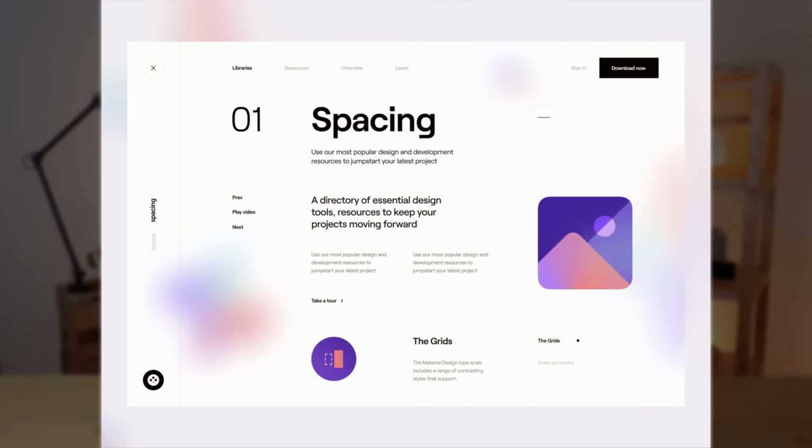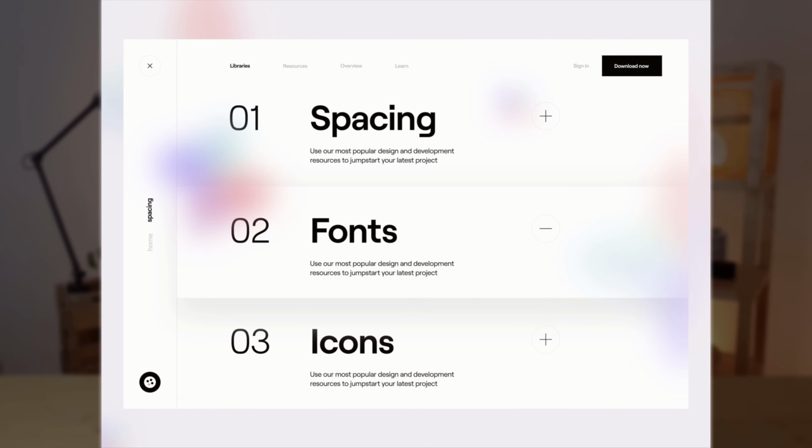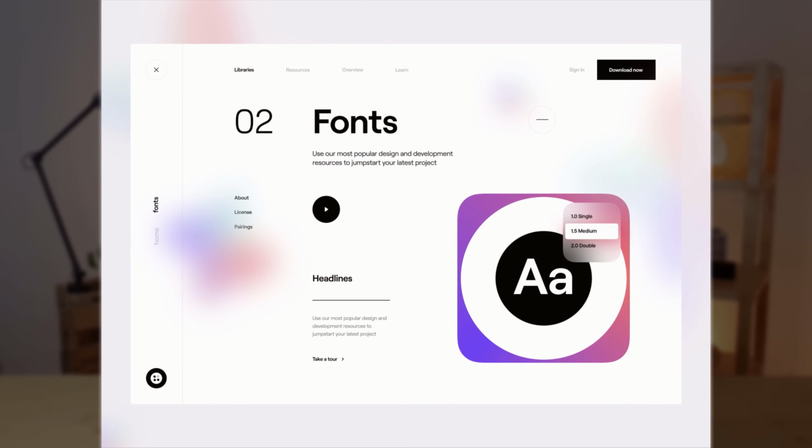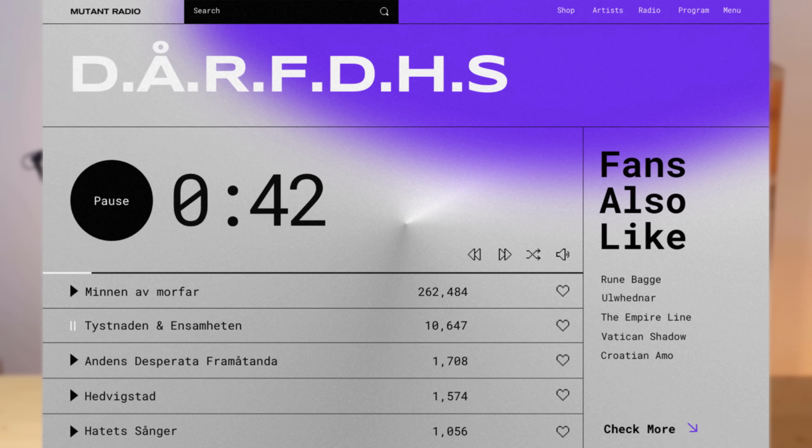So the number 2 trend on our list is blur and noise. Perhaps one of the most beloved comebacks of 2021. We all remember how these two took the web by storm more than 5 years ago. Not only did they make website design feel sophisticated and refined, but also mobile applications and all other sorts of interfaces and artworks. So how do we actually go about implementing this trend nowadays?